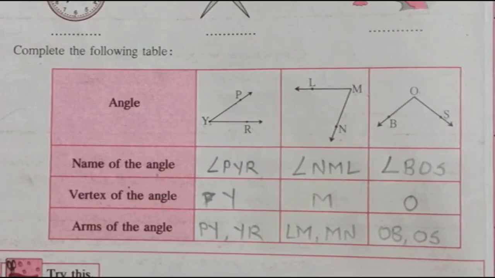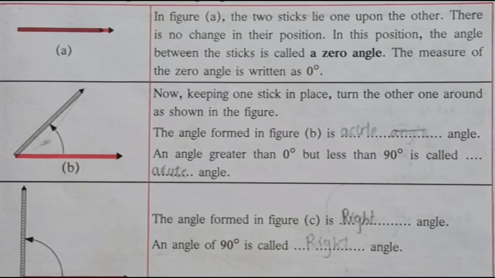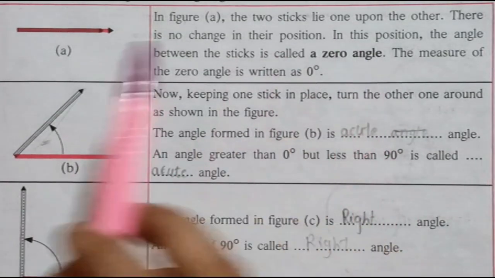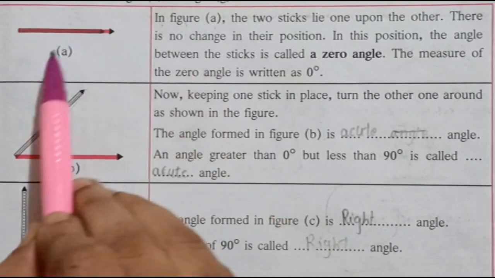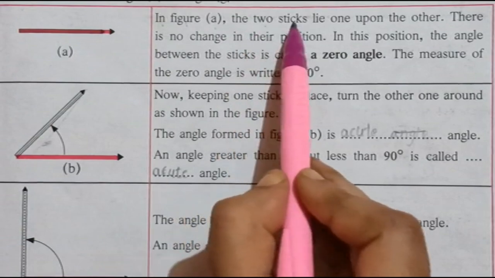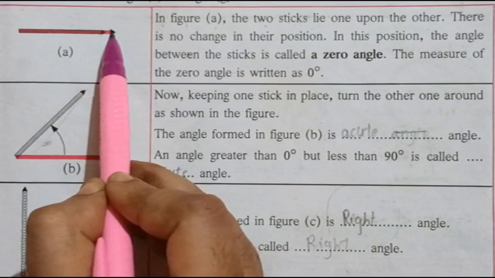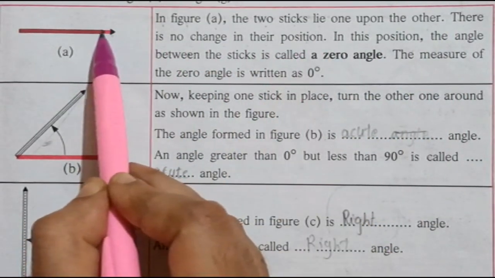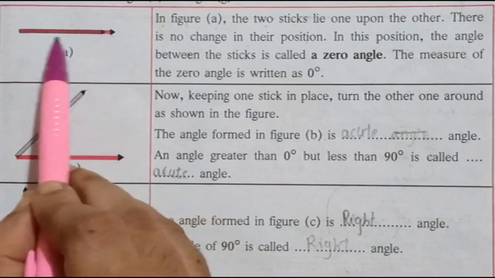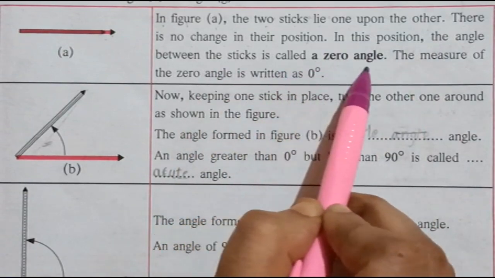Now let us proceed further to page number 7. Here on page number 7 there are some figures and you are supposed to identify and learn those. In figure A, the two sticks lie upon the other. These are the two sticks. There is no change in their position. They lie on each other and in the same direction. In this position, the angle between the sticks is called a zero angle.